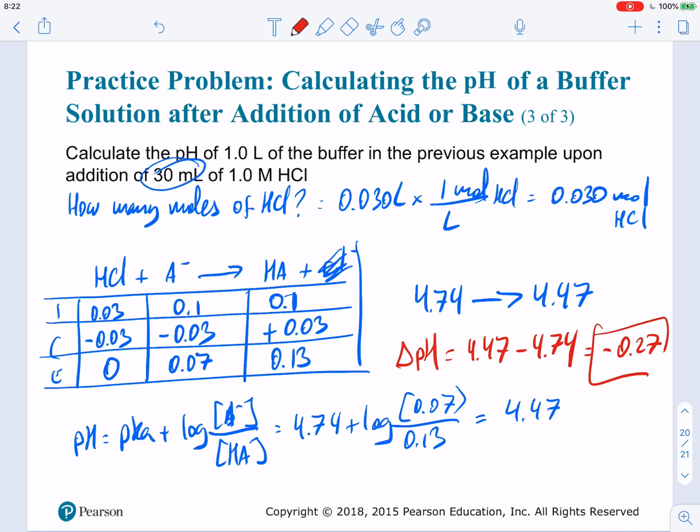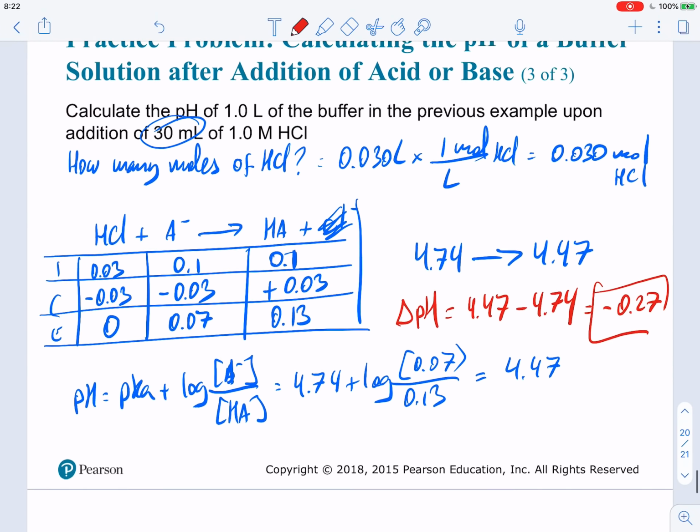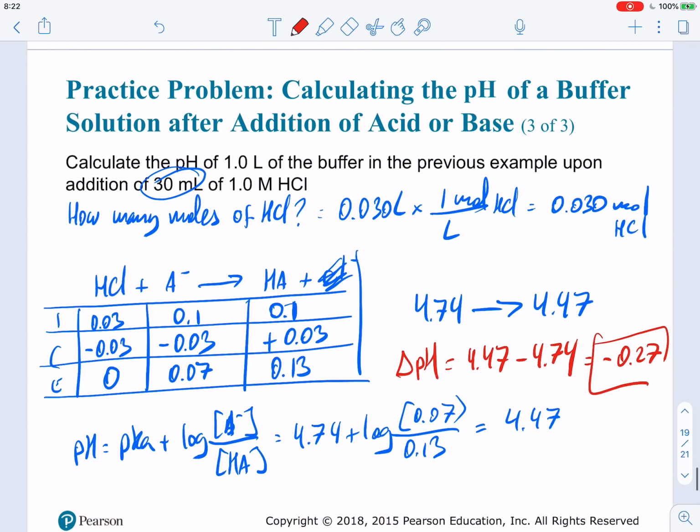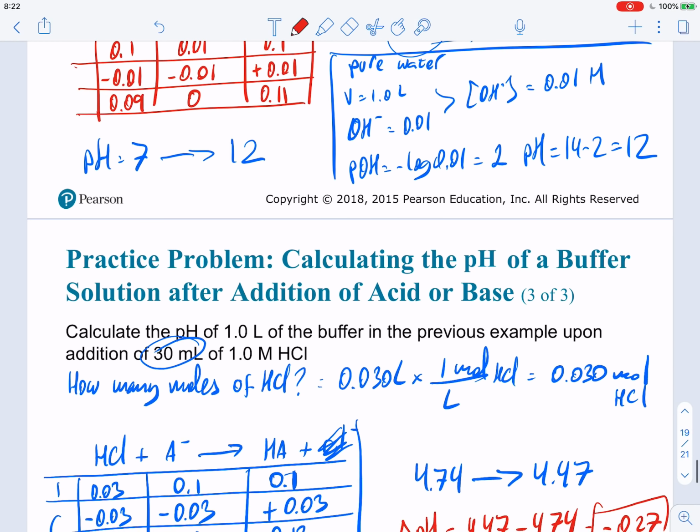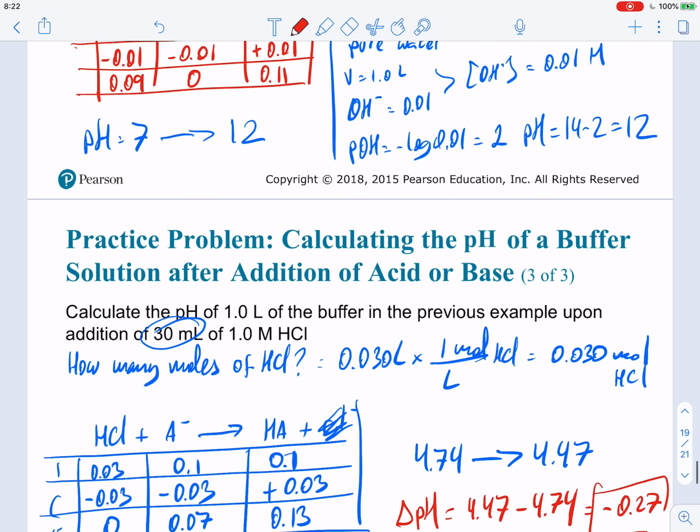Okay? So that's it for buffers. I think there is one more thing that we have to discuss about buffers, and that is buffer effectiveness. But in terms of calculation, this is pretty much it.